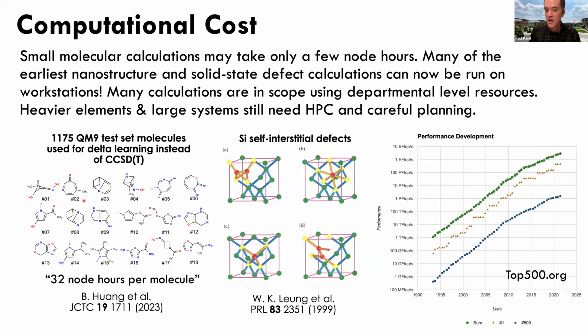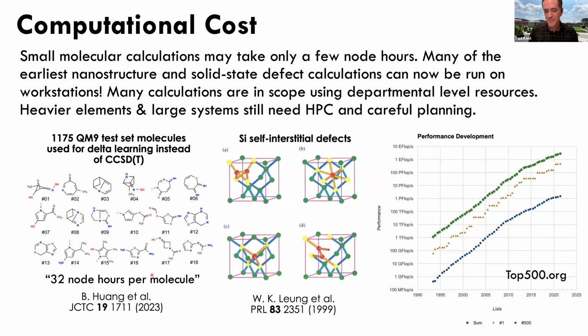And in the paper, they gave some notes on the computational cost, and they said that they spent 32 node hours, and these were CPU node hours per molecule. And so that's something that I think, these days, is affordable for a lot of us.